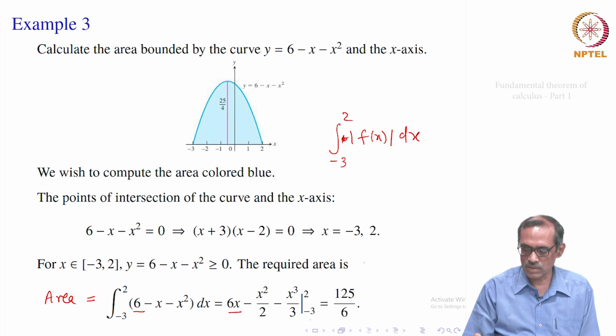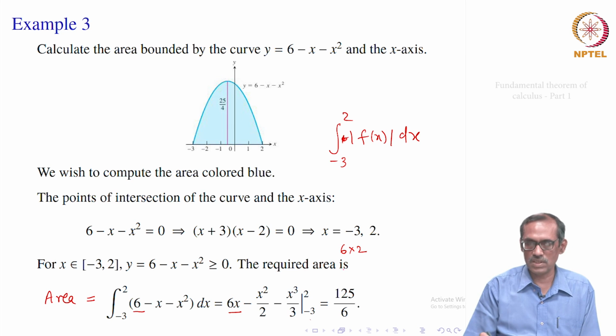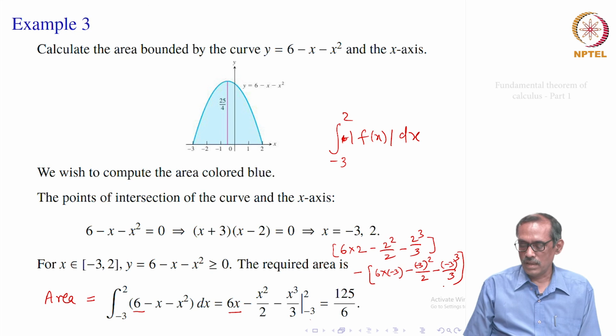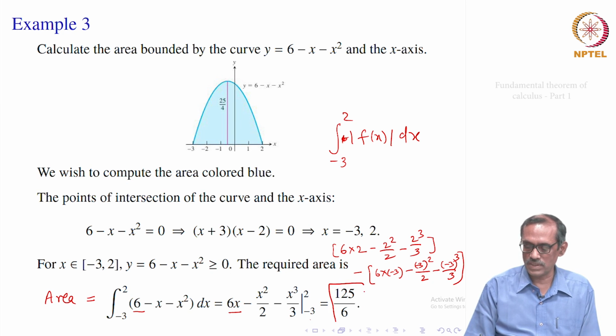So, how to evaluate this? It will be f of b minus f of a, where b is the top one, which is 2 here. So, 6 into 2 minus 2 square by 2 minus 2 cubed by 3. This expression is f of b minus f of a at minus 3, similarly 6 into minus 3 minus minus 3 square by 2 minus minus 3 cubed by 3. This is the expression. If you simplify it, it will turn out to be 125 by 6.